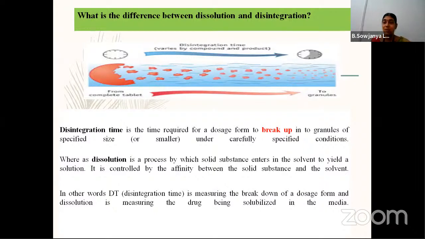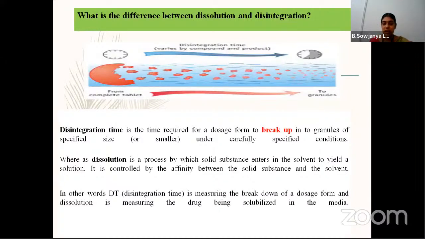Disintegration is nothing but the time required to break the particles of a tablet into smaller granules or smaller particles with a specified size, under specified conditions of temperature, pH, and pressure. Dissolution is the process where the solid particles broken down in disintegration enter into the solvent to yield a solution. It is controlled by the affinity between the solid surface and the solvent system.